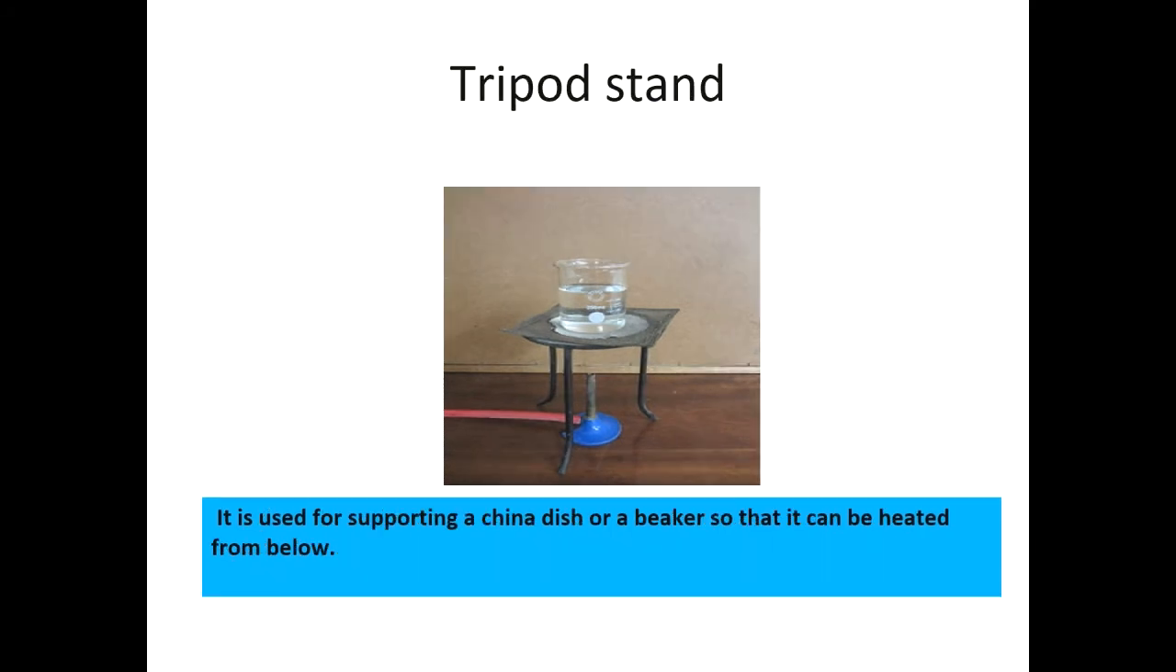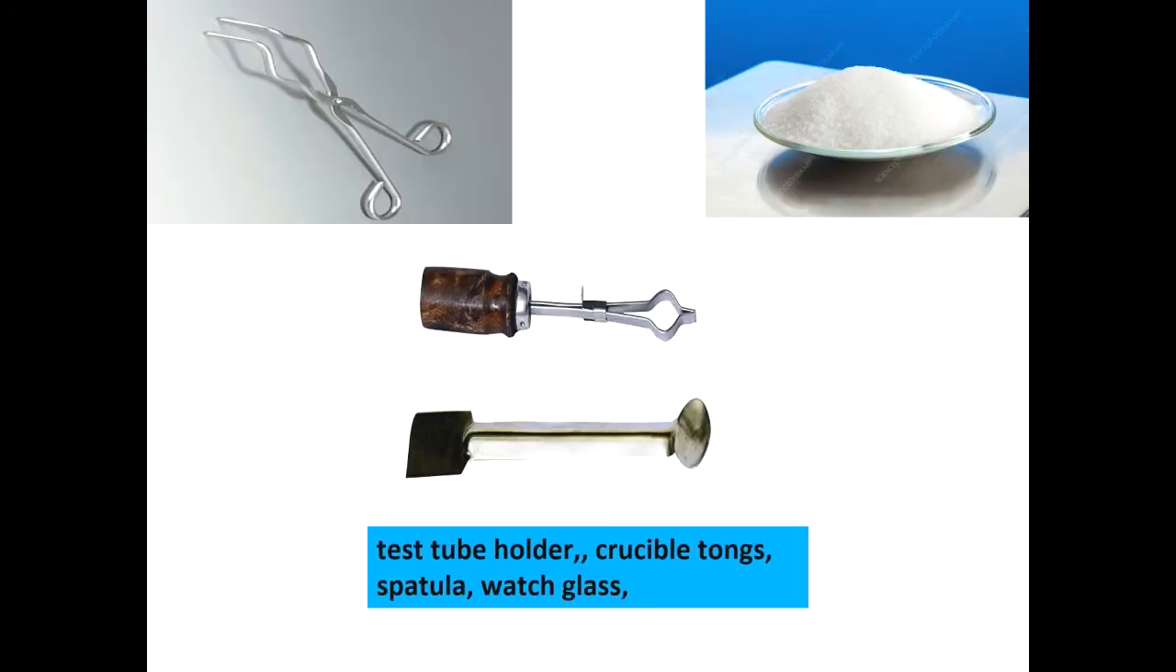Next, tripod stand. It is used for supporting a china dish or beaker so that it can be heated from below. This is the tripod stand. Next, test tube holder. This is a test tube holder. Crucible tongs. This is a crucible tongs. Spatula. Spatula is used for taking a substance. And watch glass.